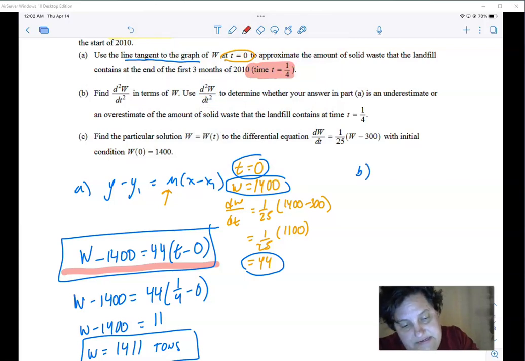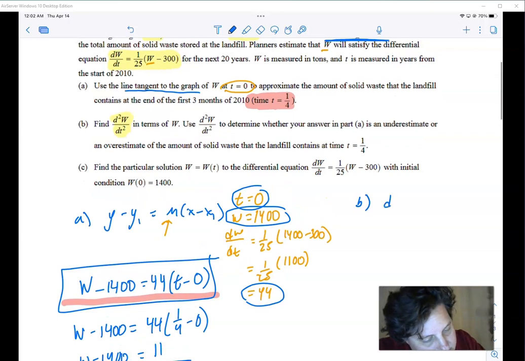Find the second derivative in terms of W, and then use it to do something. Let's find it first. All right, check this out.